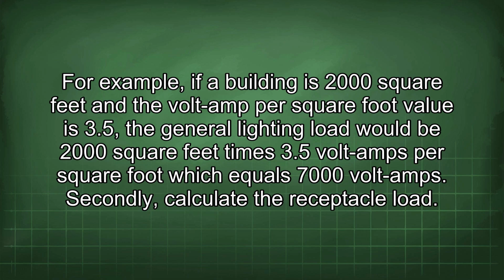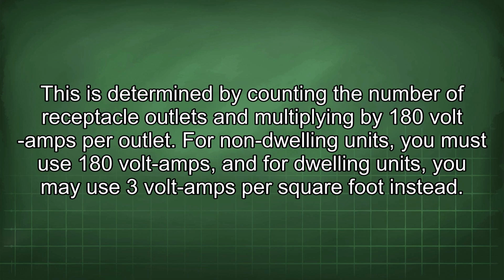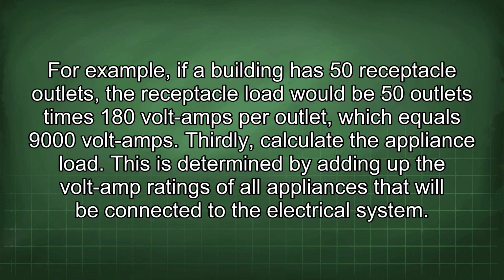Secondly, calculate the receptacle load. This is determined by counting the number of receptacle outlets and multiplying by 180 volt amps per outlet. For non-dwelling units, you must use 180 volt amps, and for dwelling units, you may use 3 volt amps per square foot instead. For example, if a building has 50 receptacle outlets, the receptacle load would be 50 outlets times 180 volt amps per outlet, which equals 9000 volt amps.